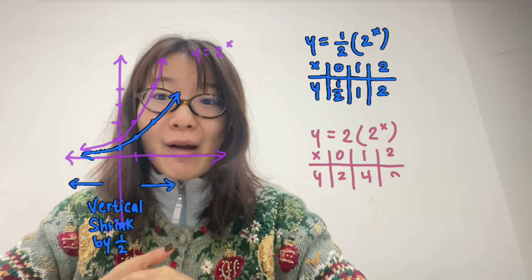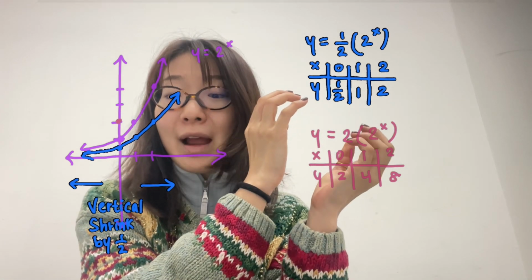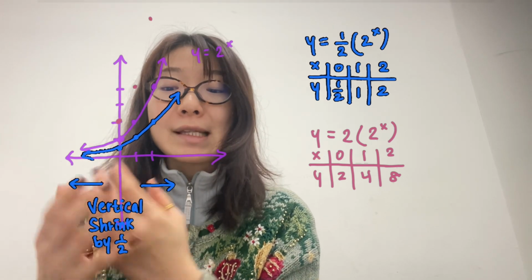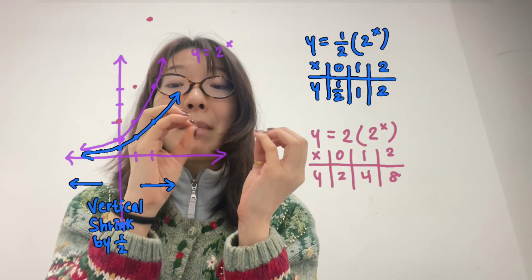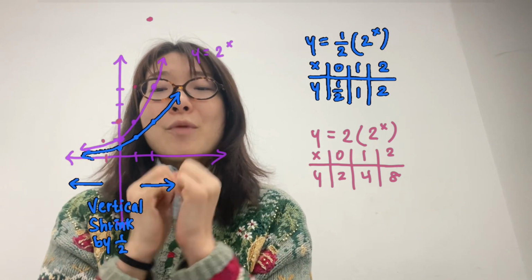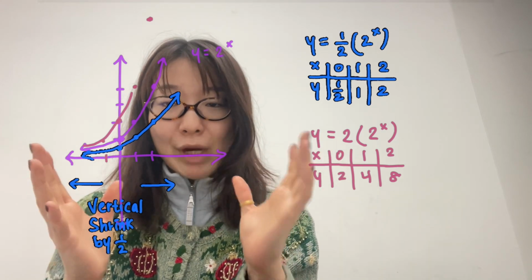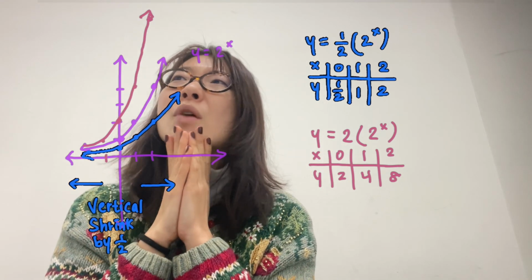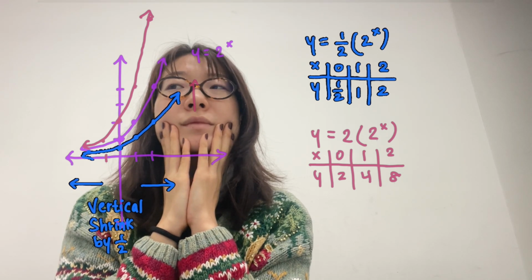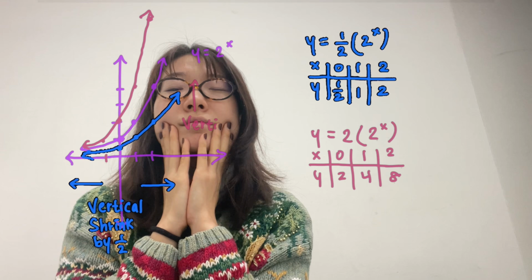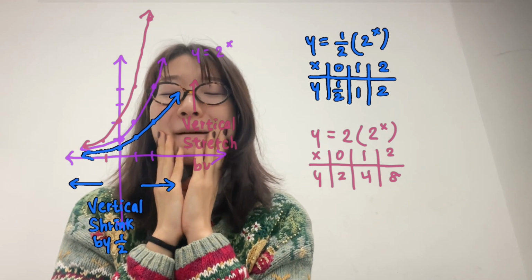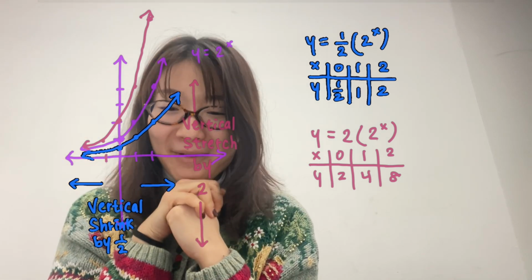So if you compare our original values of x and y to this new set of values of x and y, what I would notice is that for the same values of x, my y values are exactly half, correct? So we call this vertical shrink, vertical shrink by half.